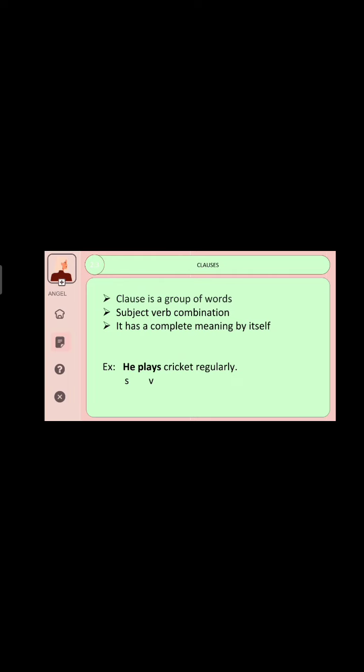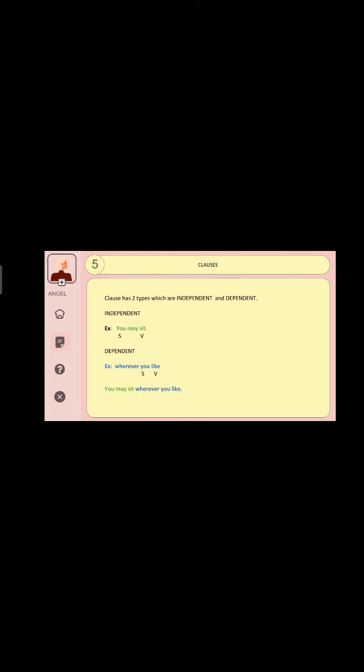So clauses have two types, which are independent and dependent. The independent doesn't need any other clauses for its existence. So for example, we have you may sit. So you may sit is an example of an independent clause. It has a subject and also a verb.